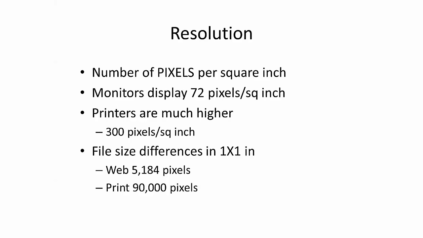Resolution. Number of pixels per square inch. Monitors display 72 pixels per square inch. Printers are much higher, 300 pixels per square inch. The full size difference is 1:1. Web: 5184 pixels. Print: 90,000 pixels.